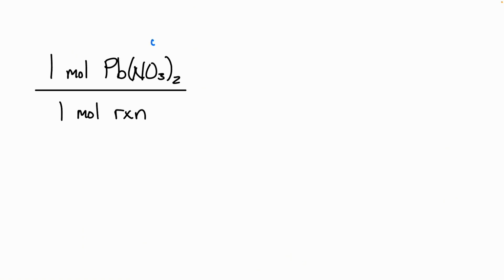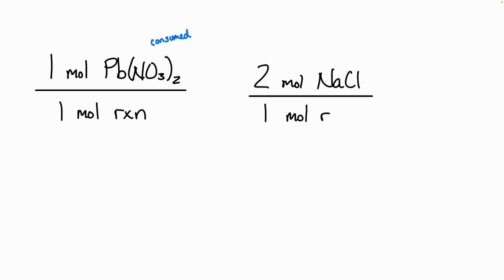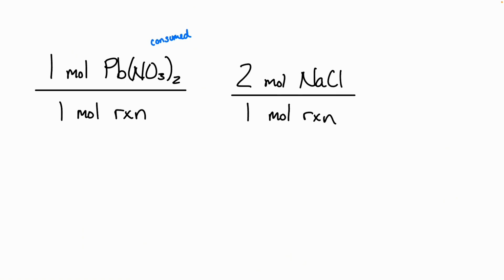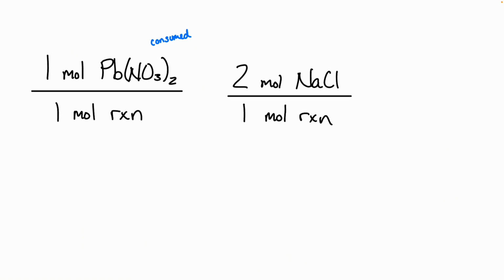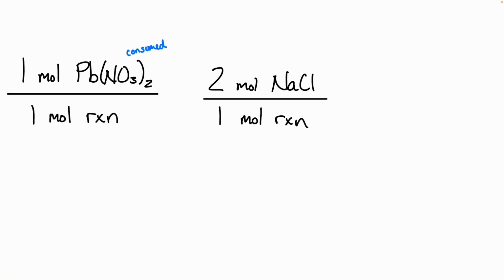And PbNO3 is a reactant, so it's consumed. Likewise, for my other reactant, there are 2 moles of sodium chloride that are consumed per 1 mole of reaction. Again, sodium chloride is also a reactant, so this is also consumed.